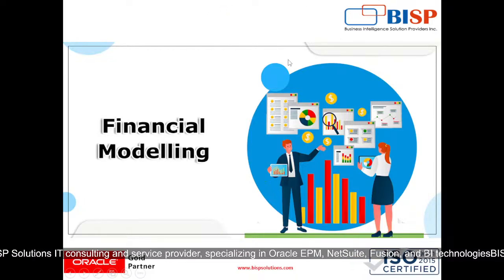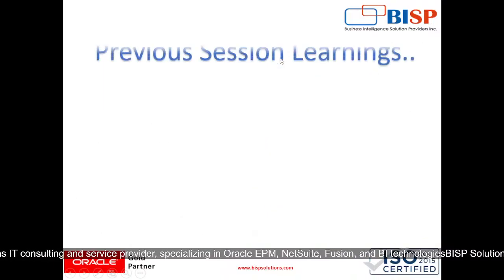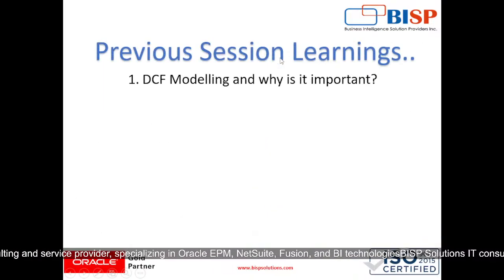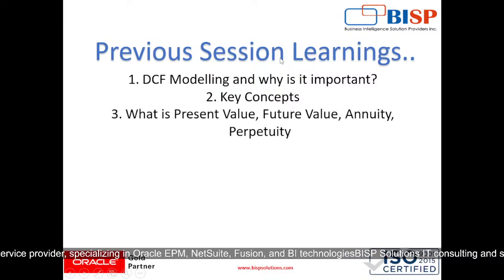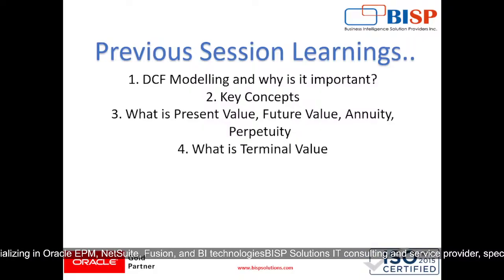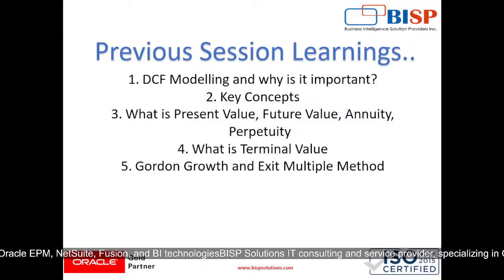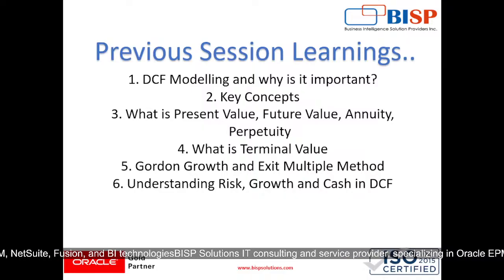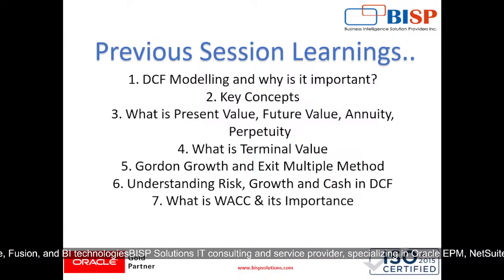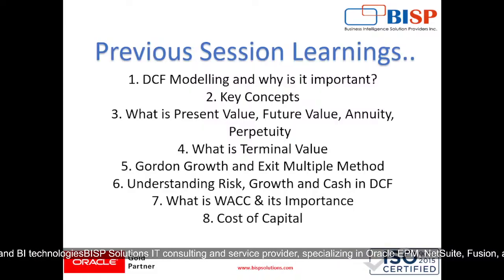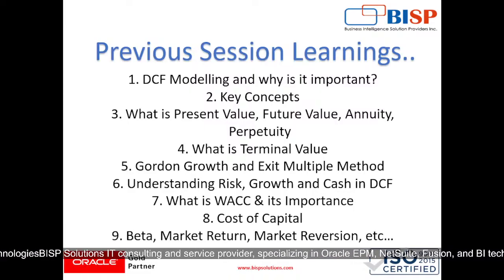In our previous session we covered topics like DCF modeling and why it is important, key concepts of DCF modeling such as present value, future value, annuity, perpetuity, terminal value, the Gordon growth method and exit multiple method, and also understanding risk, growth and cash in DCF, and what WACC is and its importance and cost of capital. We also understood basic introductions like beta, market return, market reversion, etc.